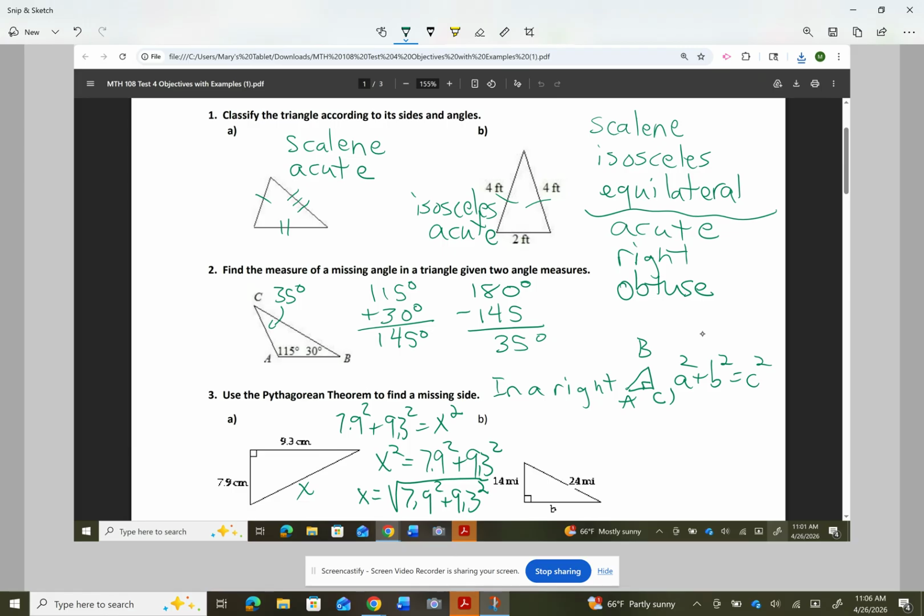So this would be, I'm running out of room and I can't get more paper right now, but I'll squeeze it in right there. That would be about 12.2. So this side would be about 12.2 centimeters.